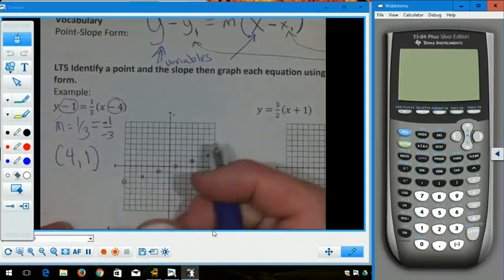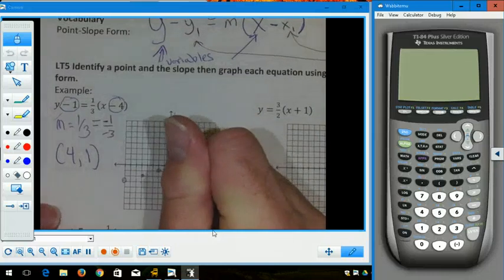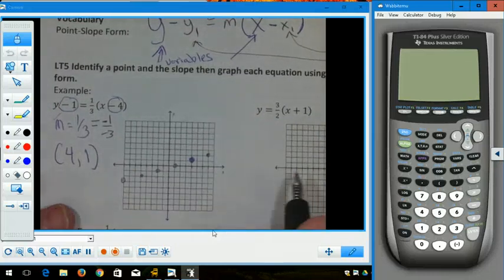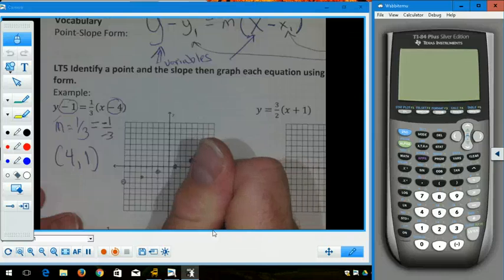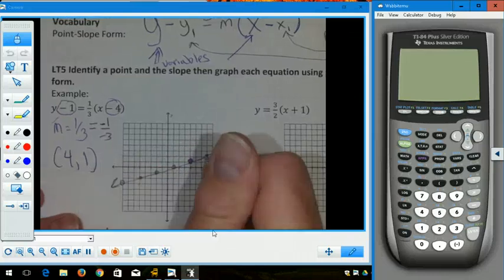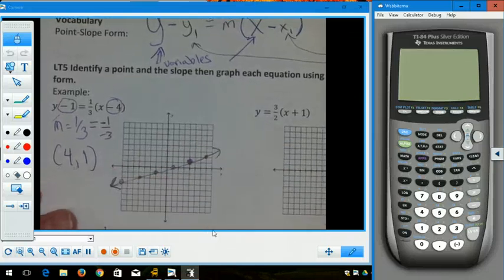So my original point right here in blue from point-slope form, and now I connect all of these points with a straight line and put arrows on the ends to indicate that the line goes beyond my graph.